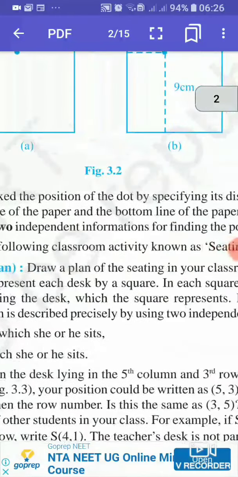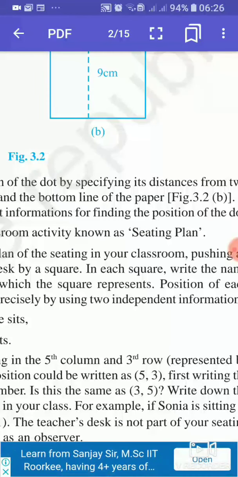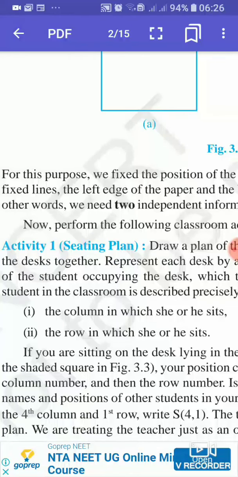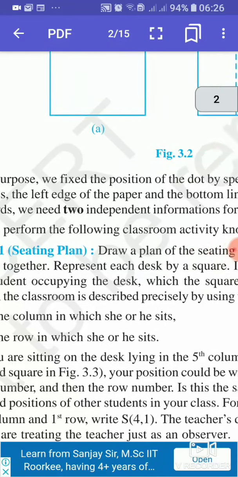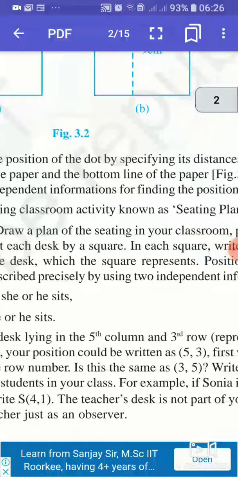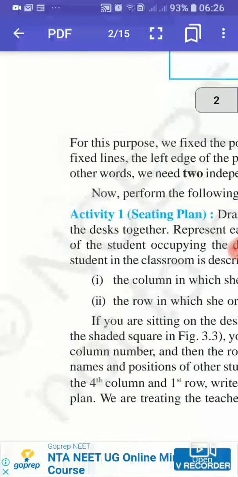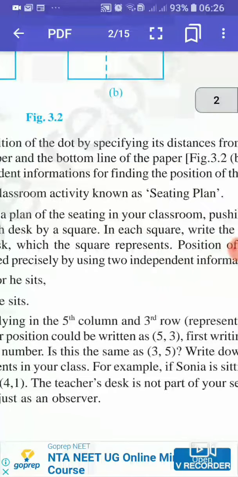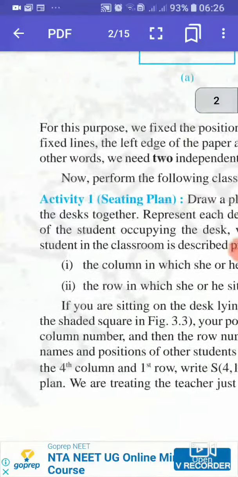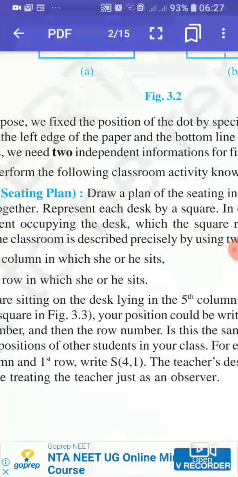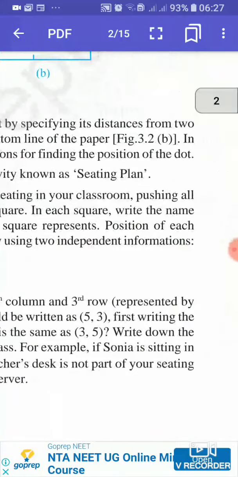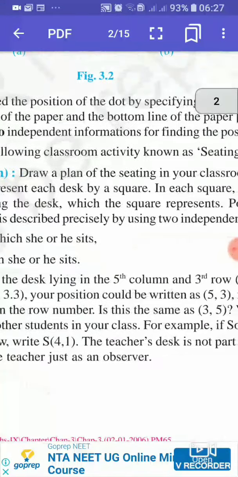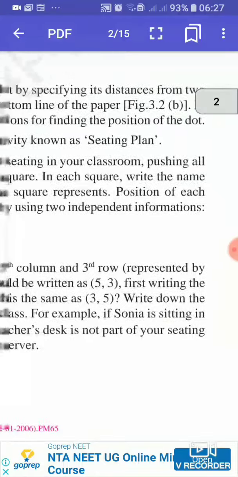Now perform the following classroom activity known as sitting plan. You can see the activity number first, sitting plan. Draw a plan of the seating in your classroom, pushing all desks together. Represent each desk by a square. In each square, write the name of the student occupying the desk which the square represents. Position of each student in the classroom is described precisely by using two independent pieces of information.